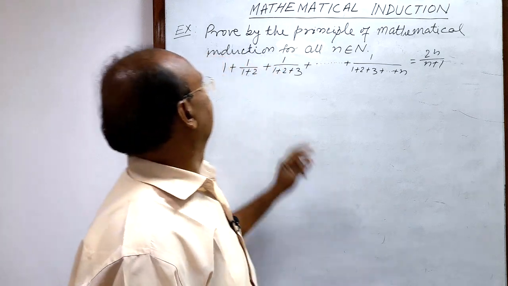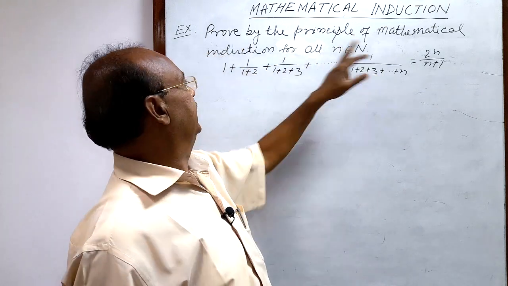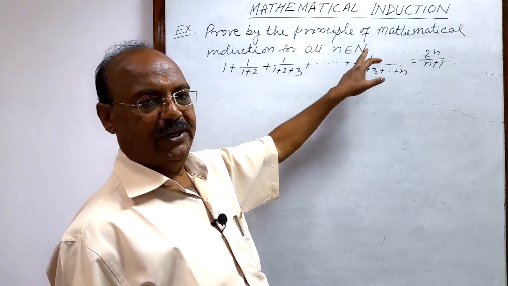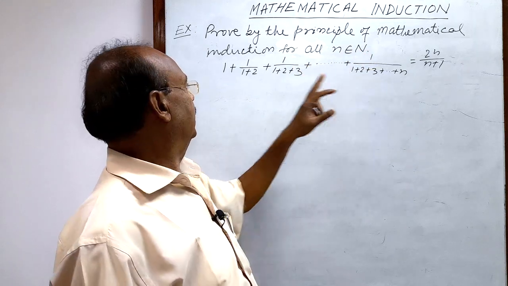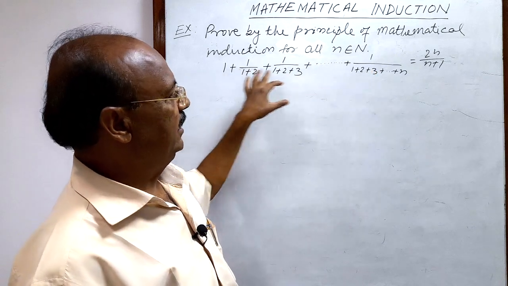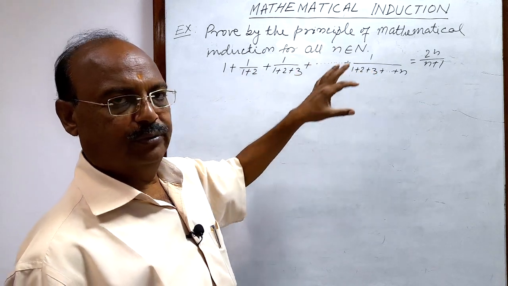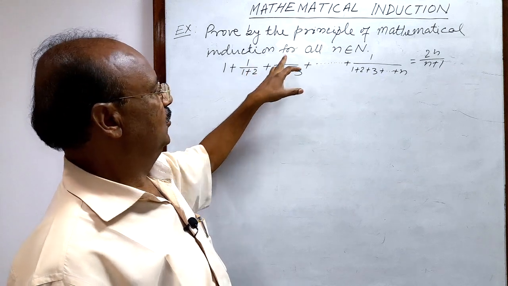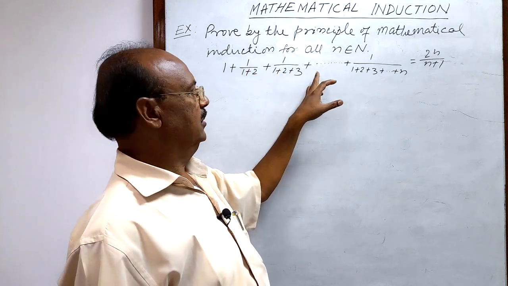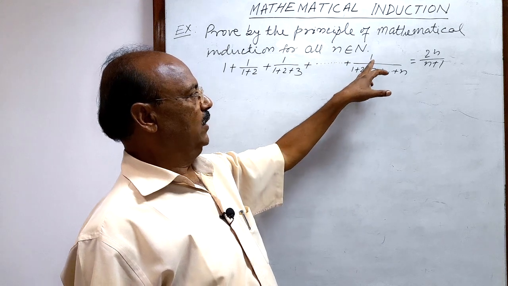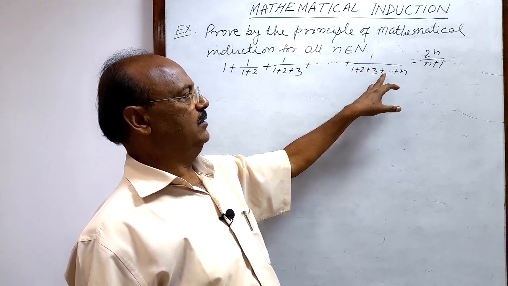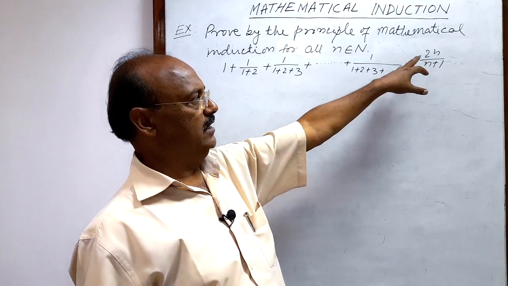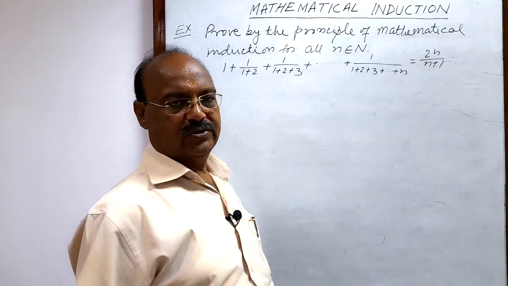Here the question is, prove by the principle of mathematical induction, for all n belonging to the set of natural numbers capital N. The mathematical statement we have to prove is 1 plus 1 upon 1 plus 2 plus 1 upon 1 plus 2 plus 3 plus up to 1 upon 1 plus 2 plus 3 plus up to n is equal to, right hand side, 2n by n plus 1.